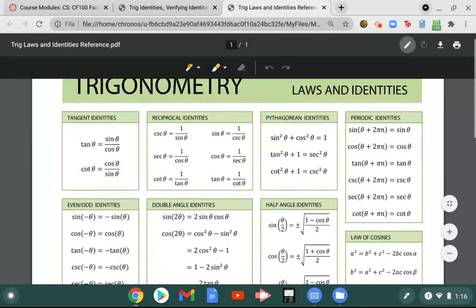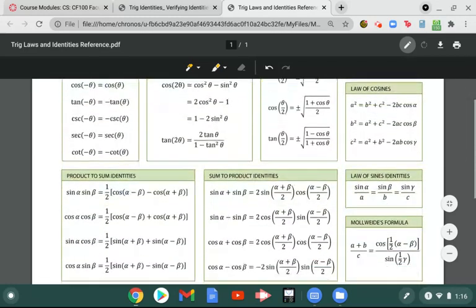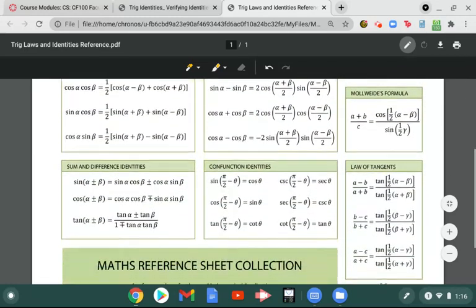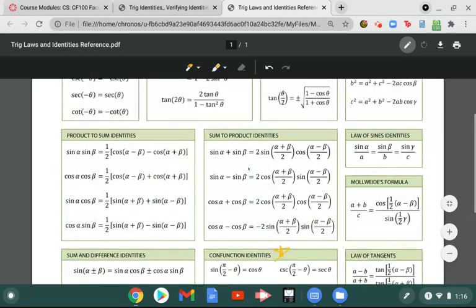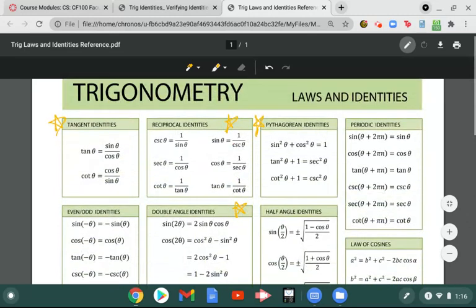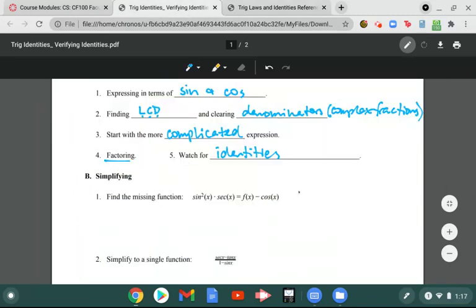So as we're working through these identities, we are going to be applying tangent identities, reciprocal identities. You're going to watch for those Pythagorean identities. There might even be some double angle, and maybe even some cofunction identities. So any of these identities that we have been working with are ways that we can change from one form of a function to another.